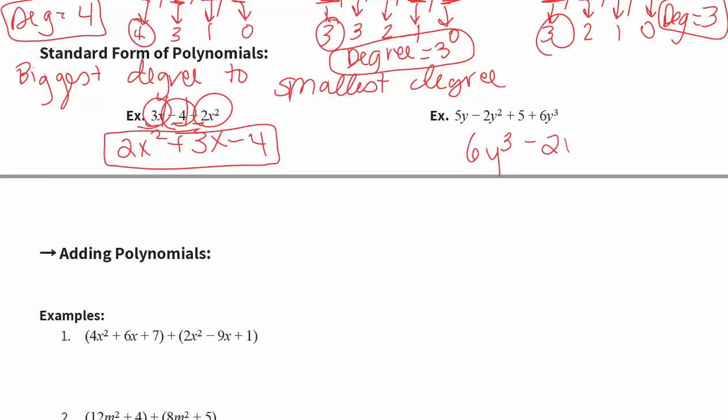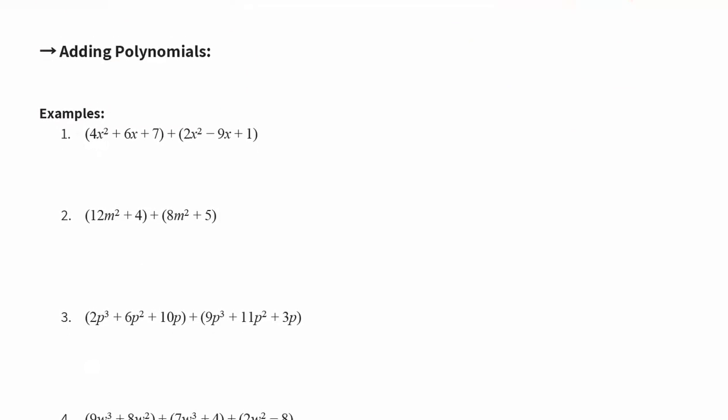Hopefully you got this answer. 6y cubed is the biggest, negative 2y squared is next, plus 5y plus 5. Okay? When you're ready, go ahead and flip your paper.